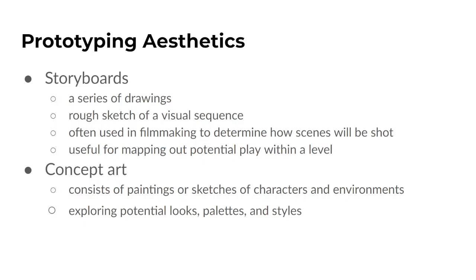Yeah, then prototyping aesthetics is a second field. One thing would be storyboards. If you have a narrative game, then you would definitely need something like a rough sketch of the visual sequence. I don't know if you've seen storyboards, but you definitely get the idea. It's a little bit like a comic, what happens next and stuff like that. It's used in filmmaking, of course. And also it's useful for mapping out potential play within a level, because it can be a non-linear story, and then you have to flesh out what actually happens.